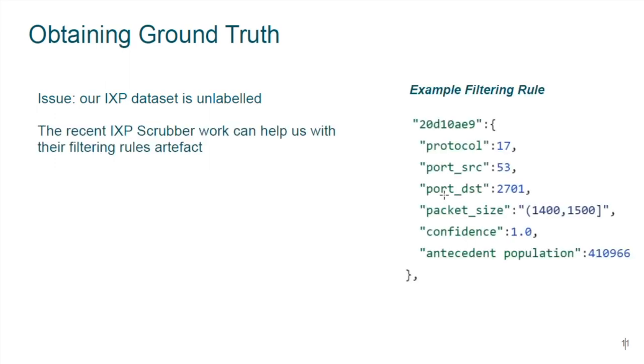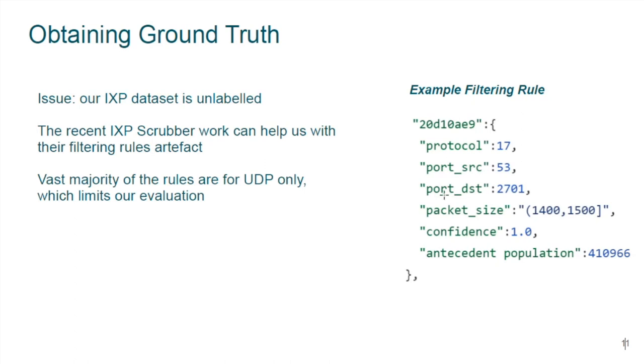So what do we do to solve this problem? We leveraged a recent publication, IXP Scrubber, and they used blackholing, a strategy to collect traffic that had been blackholed, and they mined rules such as the one being presented there, with protocol, source port, destination port, packet size, and a level of confidence. By using these rules, even though they were UDP only, we applied them to our IXP data set to label it. Every flow record that matched this rule, or many of the other IXP Scrubber rules, would be malicious; otherwise, benign.